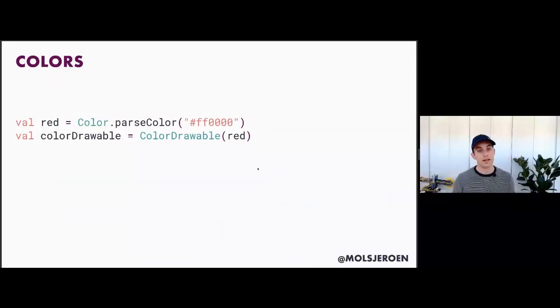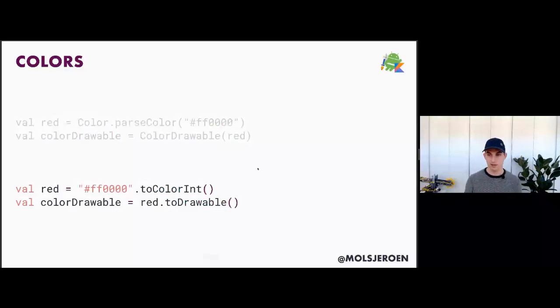For colors, colors are another not very intuitive API on Android. If you want to convert a string to a color, you need to use Color.parseColor. But Android X can actually provide you a very simple extension function on the string. If the string looks like a color, then you can just do dot toColorInt, and then you just get the color int. And similarly, you can convert that int into a color drawable.